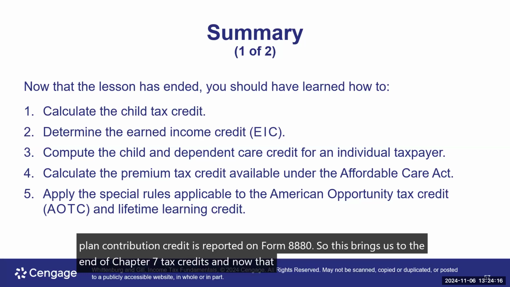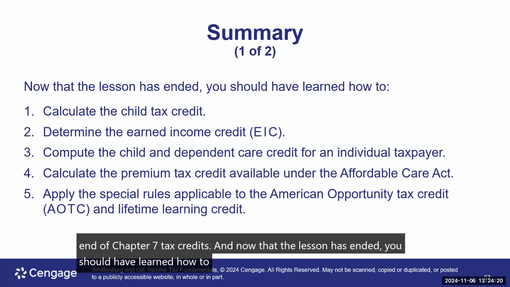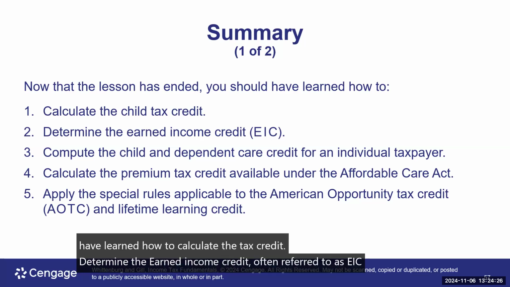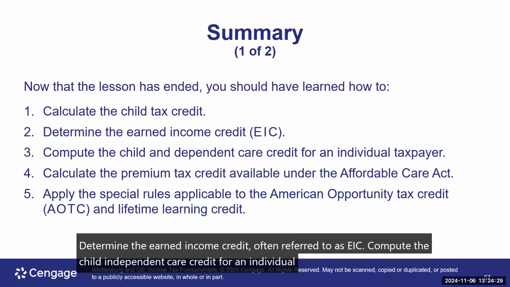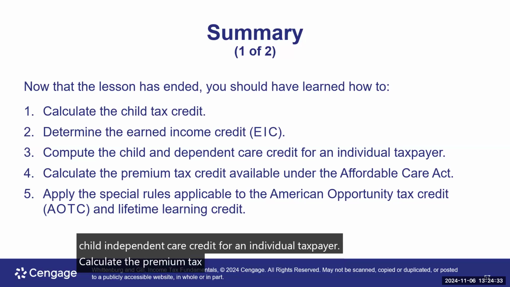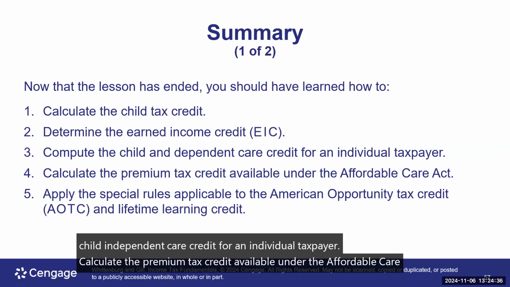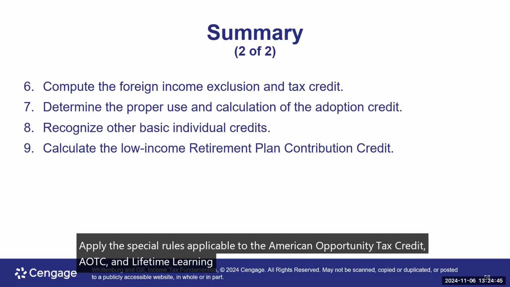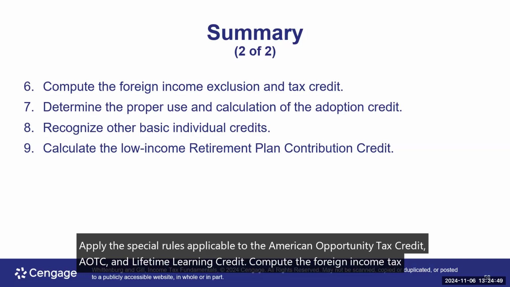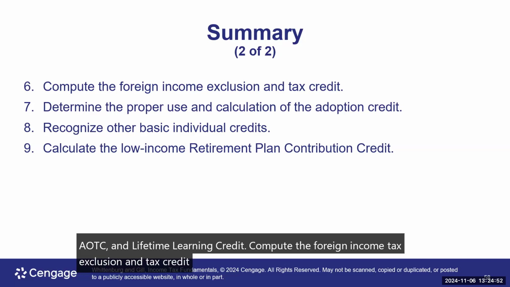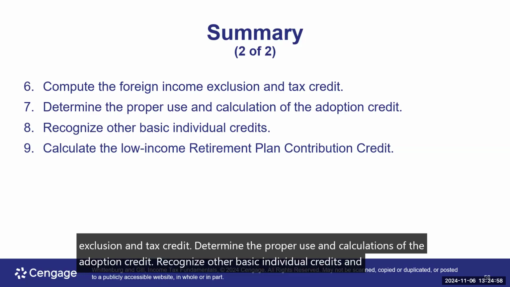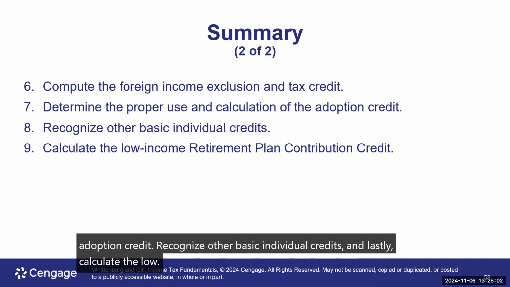And now that the lesson has ended, you should have learned how to calculate the tax credit, determine the earned income credit, often referred to as EIC, compute the child and dependent care credit for an individual taxpayer, calculate the premium tax credit available under the Affordable Care Act, apply the special rules applicable to the American Opportunity Tax Credit, AOTC, and Lifetime Learning Credit, compute the foreign income tax exclusion and tax credit, determine the proper use and calculations of the adoption credit, recognize other basic individual credits, and lastly, calculate the low income retirement plan contribution credit.